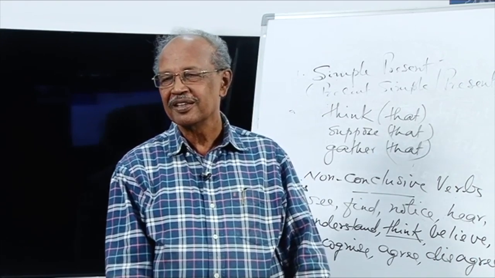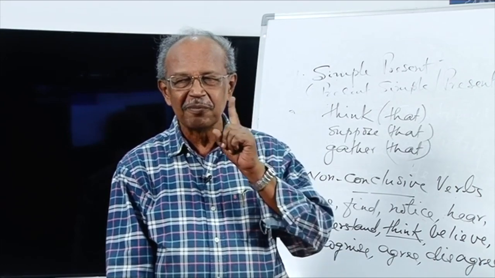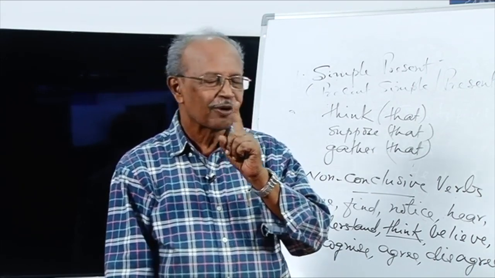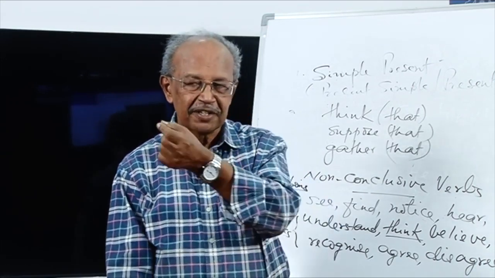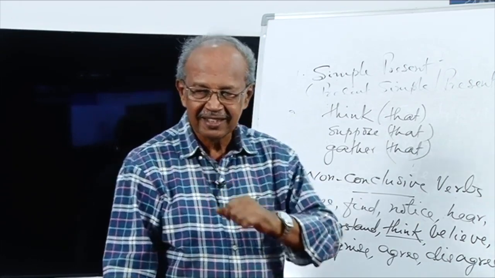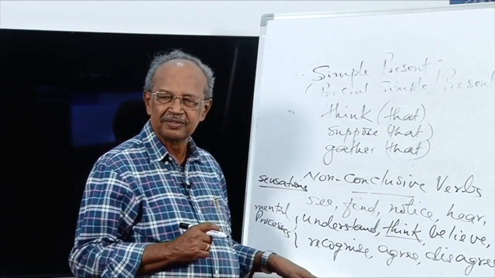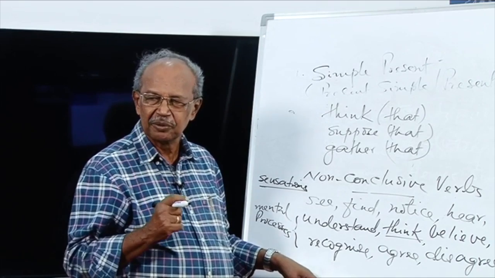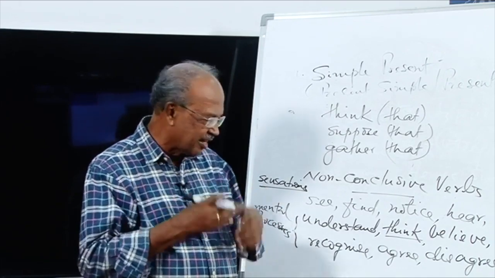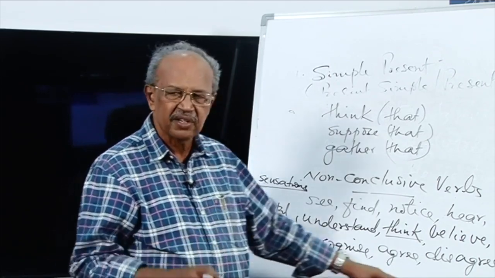Do you remember me? Then I will say, I remember you, but I forget your name. I remember you. You are one of my students, but I forget your name. Not I am forgetting your name. Okay? Then, I recognize you. I recognize you. Okay, you know the meaning of recognize. I agree with you. Don't say I am agreeing with you. I agree with you. No, I disagree with you.